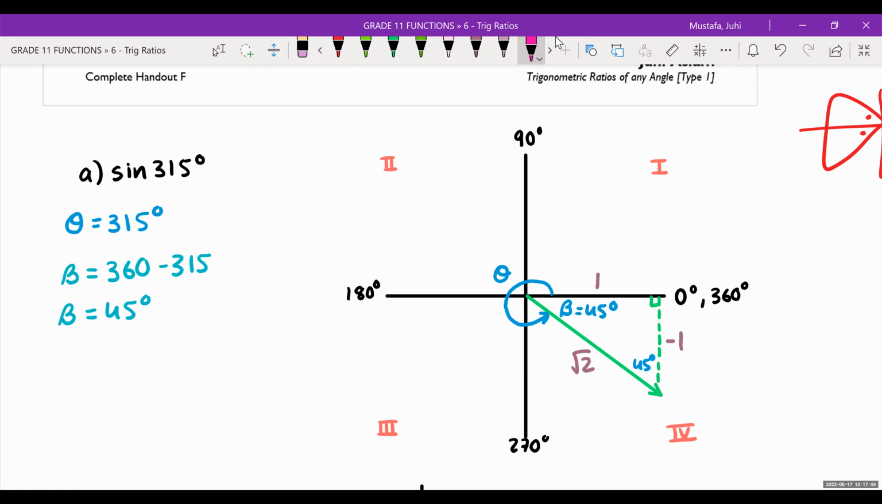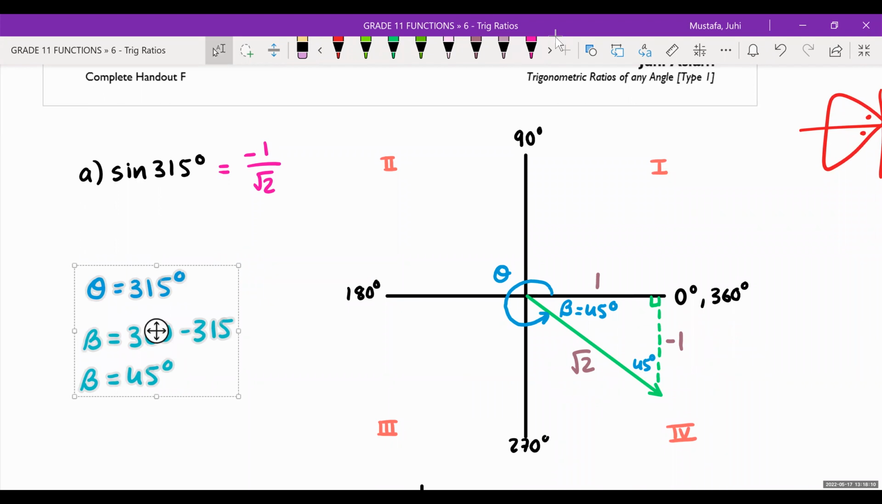So to finish off this question, sine of 45 is opposite over hypotenuse. And our answer is going to be -1 over root 2. So all of that work just to get an answer of -1 over root 2. Can we leave this answer as -1 over root 2? We're going to have to rationalize the denominator. So go ahead and do that. Yeah, -root 2 over 2.